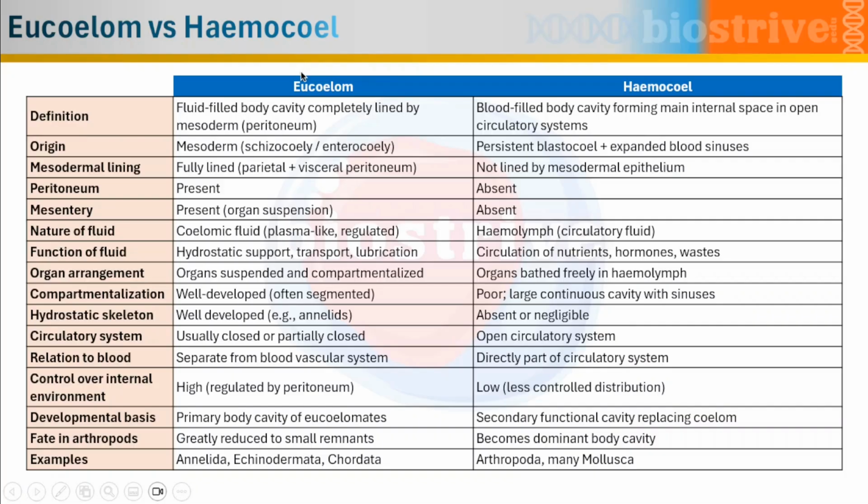In arthropods, Eucoelom was formed during the embryonic stages, and it will be greatly reduced to small remnants in the reproductive area as well as the excretory area. Whereas in case of Haemocoels, this will become the dominant body cavity and persists in most of the body part. That was all about the concept of coelom. That's all for this video.